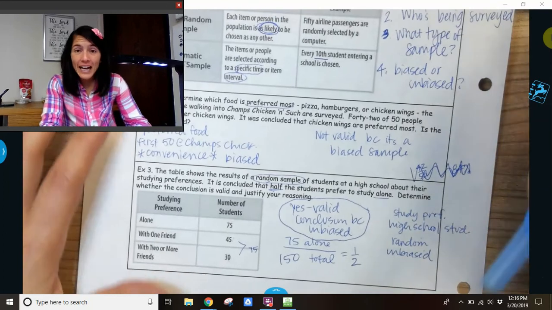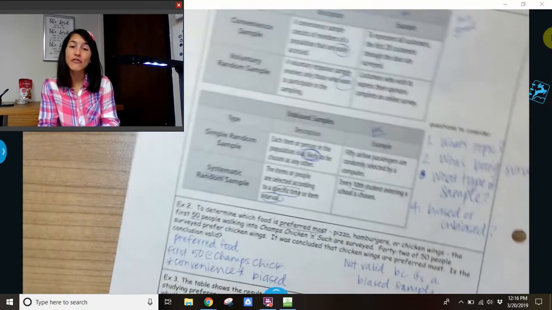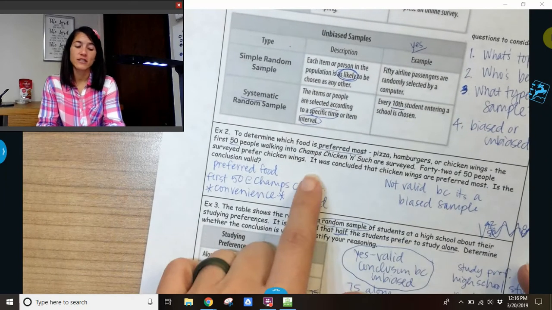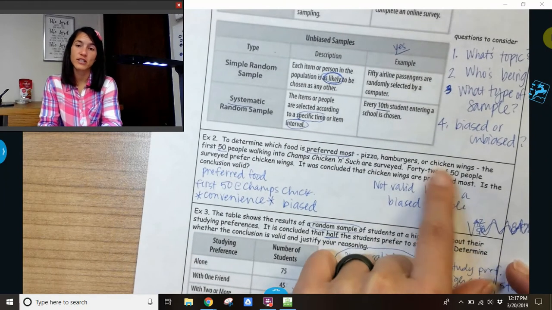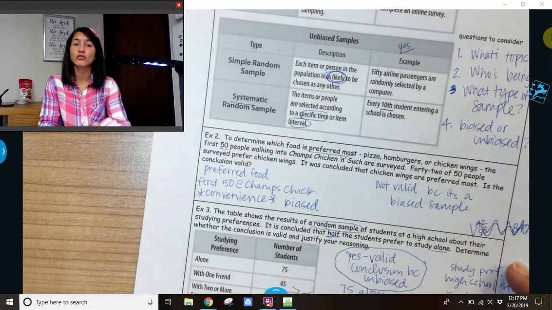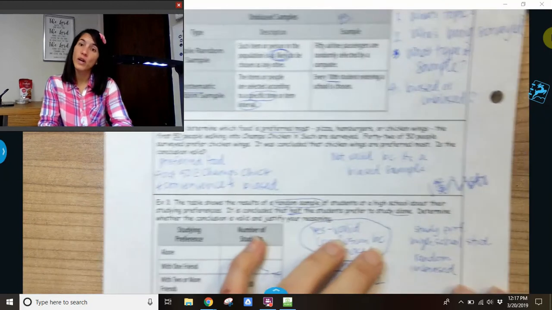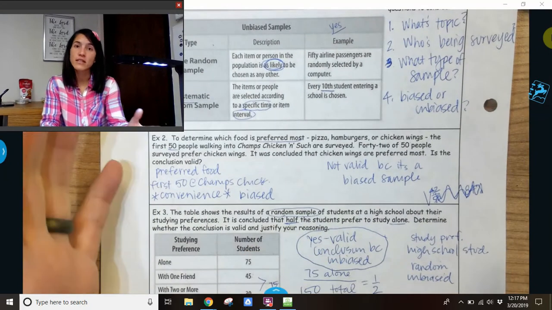All right, so in class, when we practice this, your job is going to be determining if the conclusion is valid. So you're going to be getting these questions, and the question is, is the conclusion valid? Was that a good random sample? Is this information valid? And that's what you'll be practicing in class.